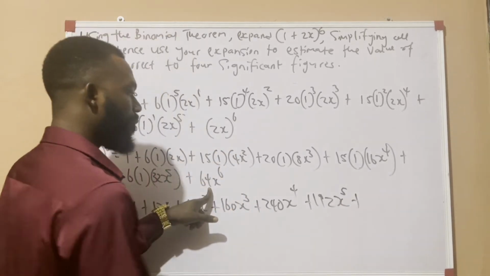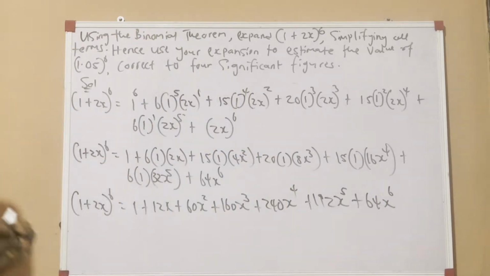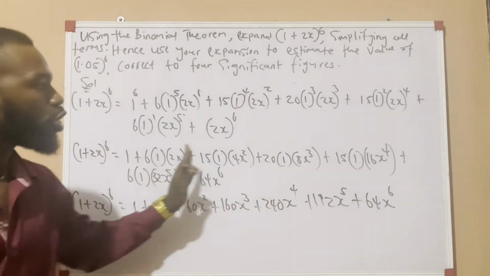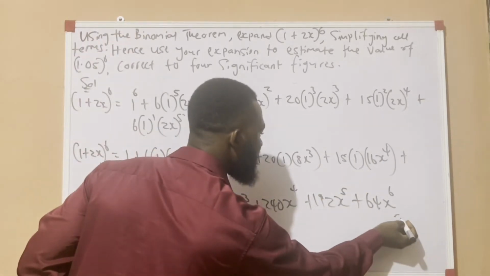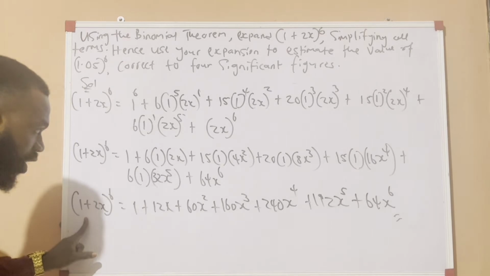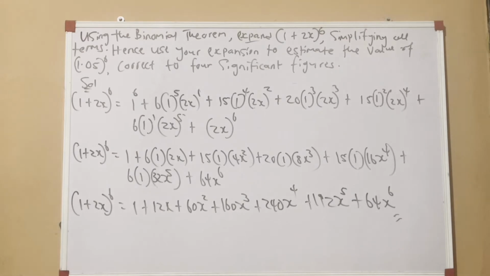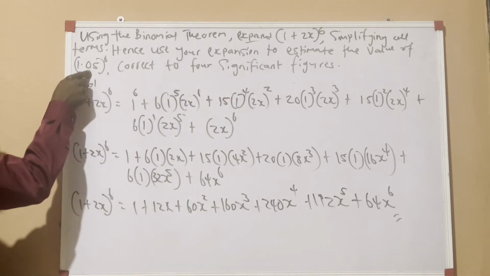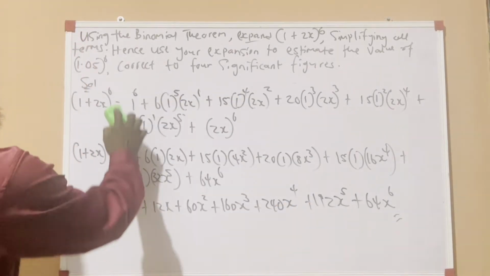Plus, what do I have now? I have 64x raised to the power of 6. Okay, now we have multiplied all through, and this is what we have gotten. Now, this is the expansion of this. Are you with me? This is the expansion of it. The first way to do this is to do what? Expand. Now we have expanded. Now, what are we going to do next? They say we should estimate the value of 1.05 raised to the power 6 correct to 4 significant figures. Let's do this now.